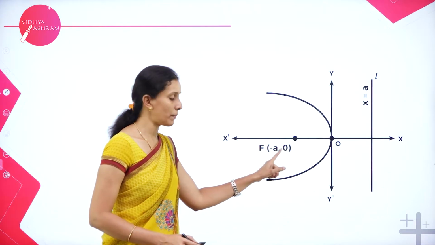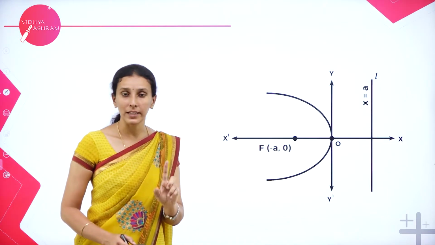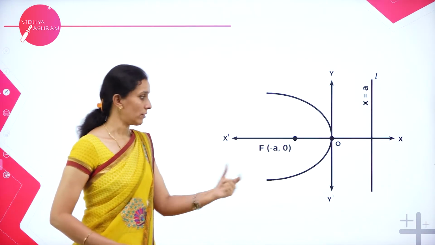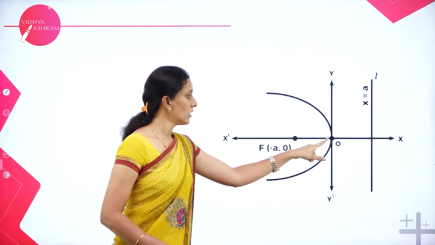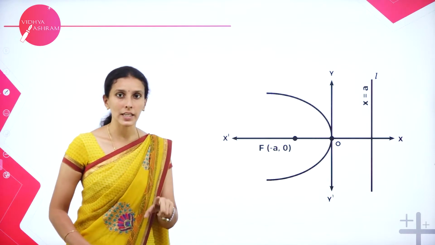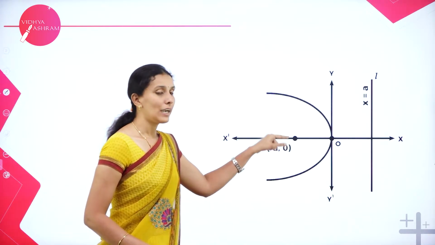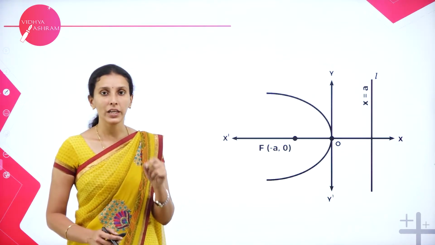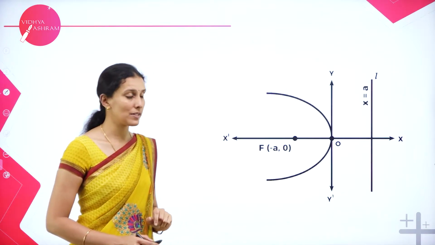So therefore we represent it as minus a comma 0. Remember, a is positive, that is the distance from the origin is always positive. So from here to here the distance is a only, but since it lies on the negative x-axis, we write the focus as minus a comma 0.